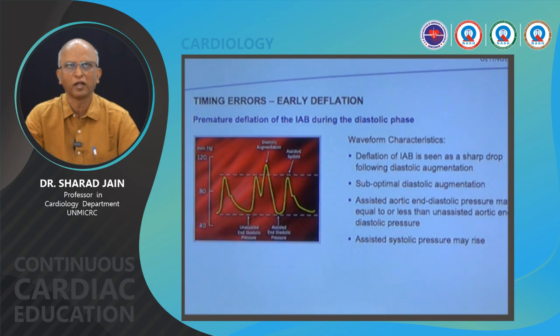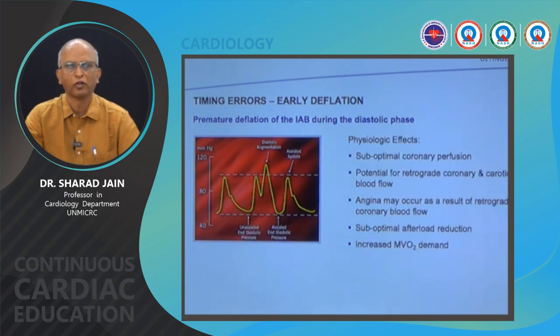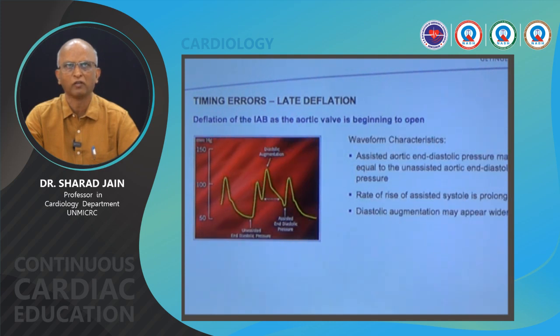Then premature deflation of the IABP during the diastolic phase. What will be the waveform characteristics? The deflation of the IABP is seen as a sharp drop following diastolic augmentation. There will be suboptimal diastolic augmentation. Assisted end diastolic pressure may be equal to or less than unassisted aortic end diastolic pressure, and the assisted systolic pressure may rise, as compared to it should decrease. What will be the physiological effects? There will be suboptimal coronary perfusion, potential for retrograde coronary and carotid blood flow, which may cause angina, suboptimal afterload reduction, and increase in the myocardial oxygen demand.